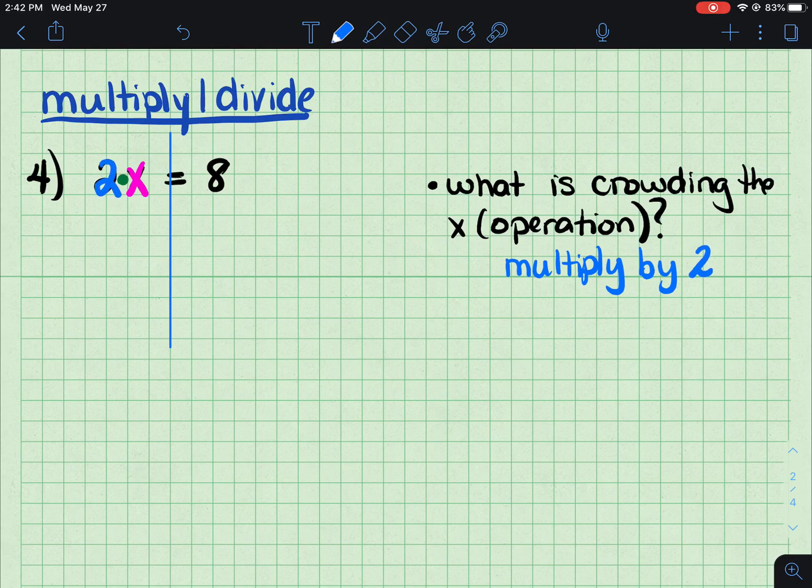Okay, so I put the 2 and I have a multiplication. So then remember, the next question in our series of questions, we ask ourselves, what is the opposite operation?